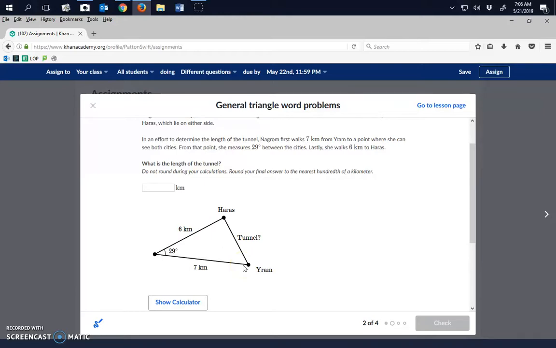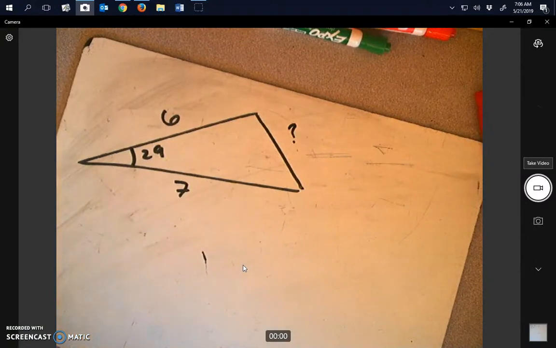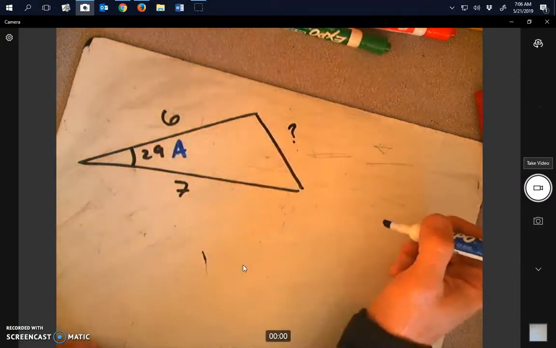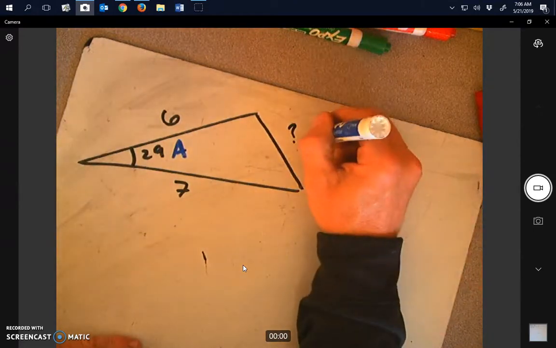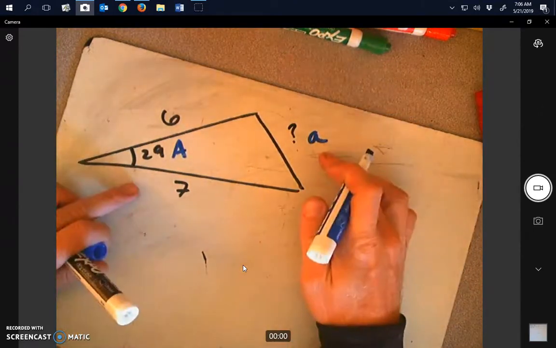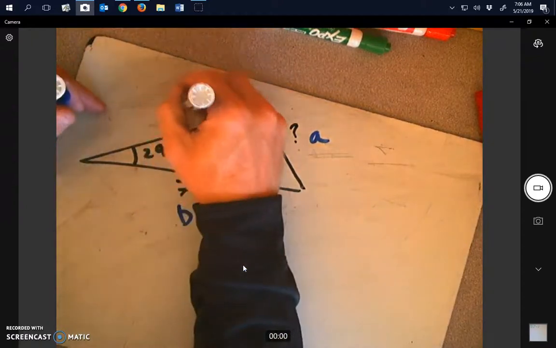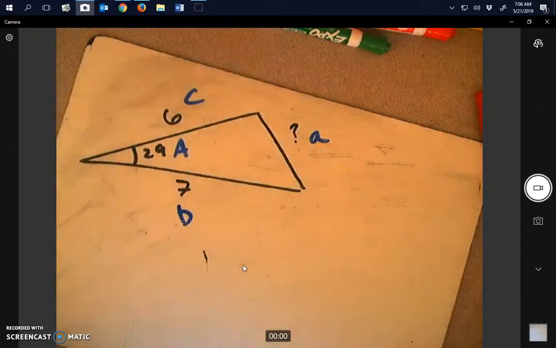And I'm going to label all of my sides. So I have this thing drawn. And I'm going to just make this my angle A, which means this is my side A. And that's all that really matters. These two, you can be B or C, or C and B. B and C.